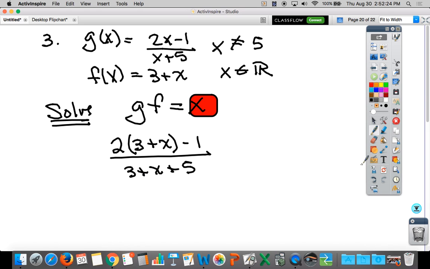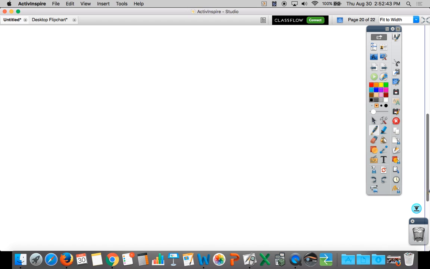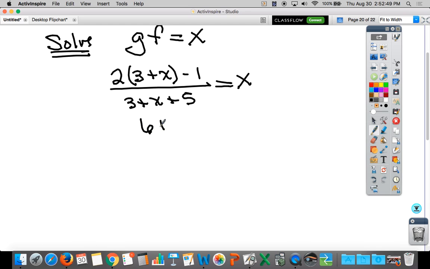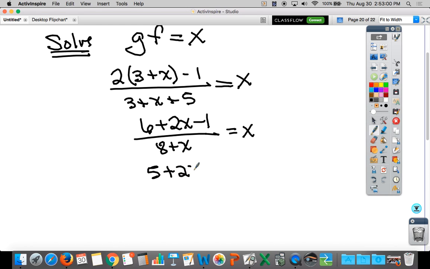So then I look at the other side of it, and I'm supposed to do what to it? Equal it to x, because I've got to solve. So let me clean this up a little bit before I solve. That's going to be 6 plus 2x minus 1 over 8 plus x equals x. Still cleaning it up. 5 plus 2x over 8 plus x equals x.